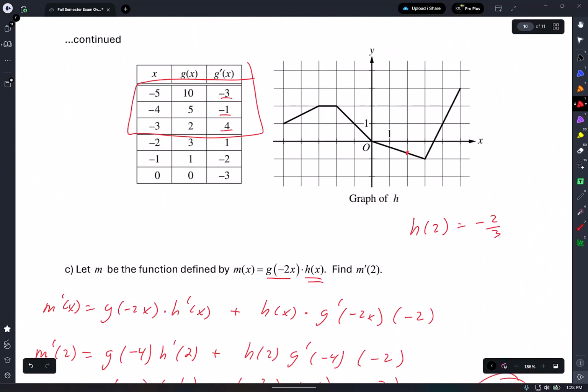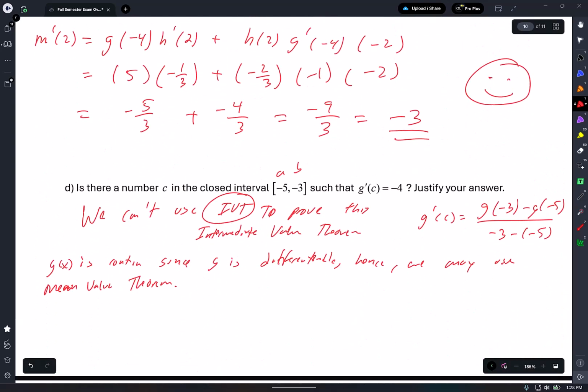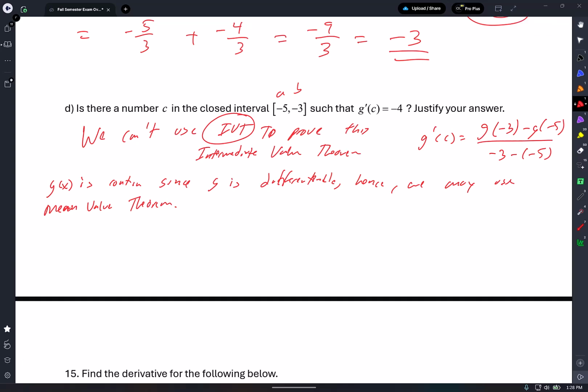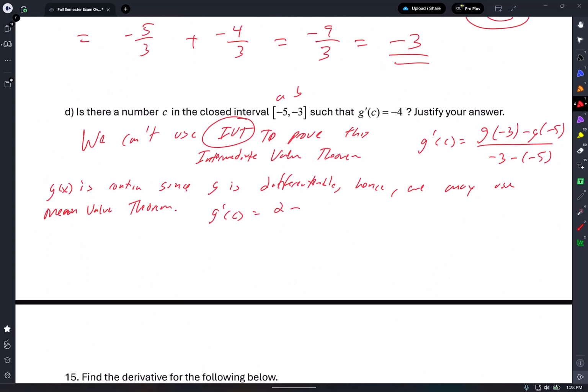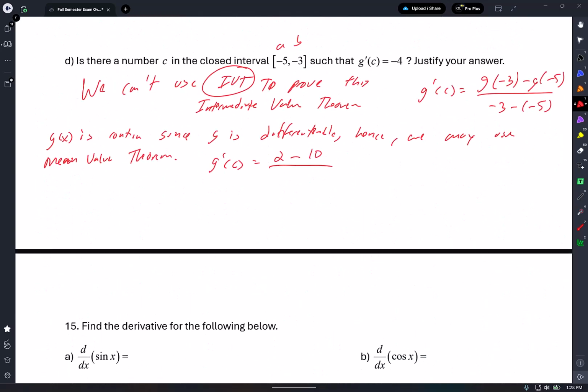g of negative 3. Let's see what g of negative 3 is. g of negative 3 is 2. So I'm going to go g prime of c equals 2 minus g of negative 5. g of negative 5 is 10 over negative 3 plus 5. So let's see, negative 8 in the numerator and 2 in the bottom. And OMG, look at that.